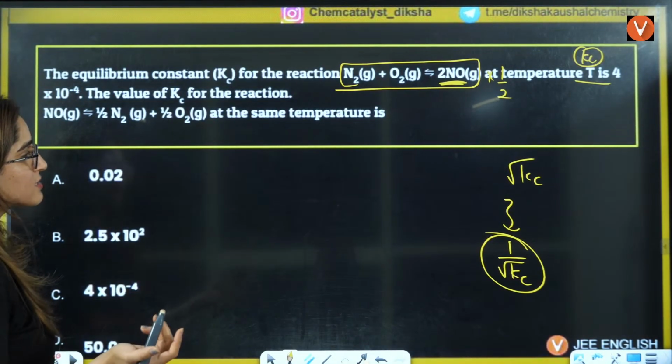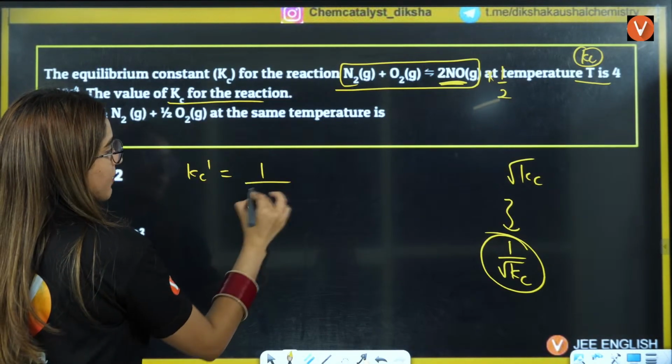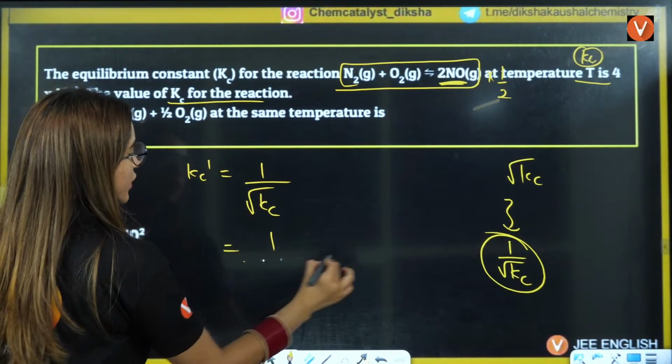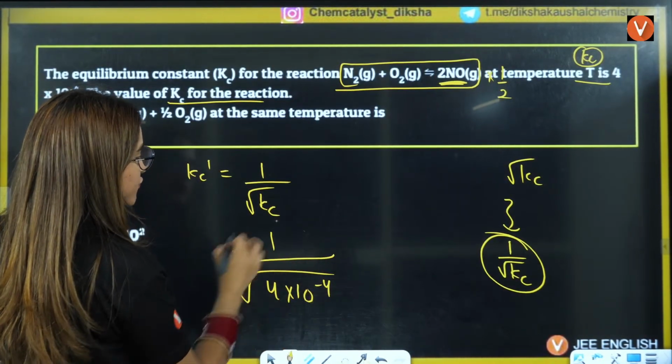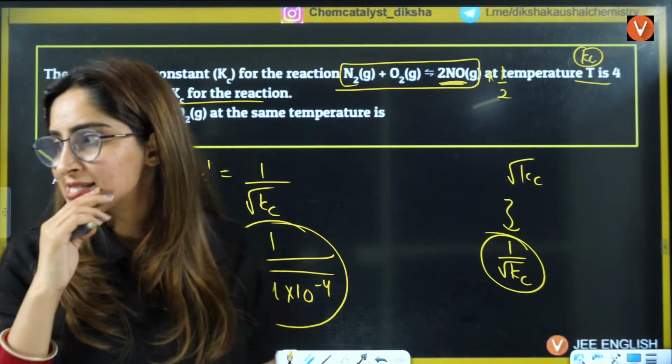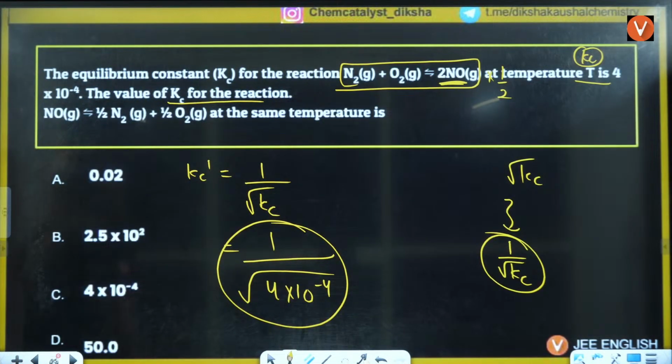So the answer will be 1 by under root of Kc. The value of Kc for this reaction, that is Kc dash, is 1 by under root of Kc, that is going to be 1 by under root of 4 into 10 raised to power minus 4. You just solve this and you will get your answer here. Right? Okay. Is that clear?